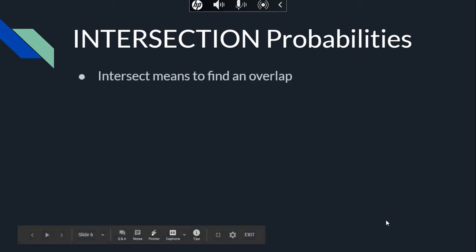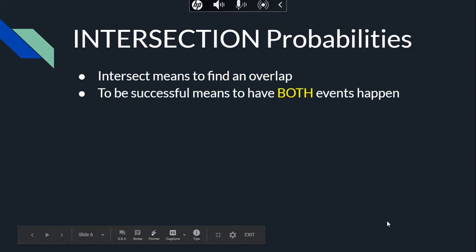So for an intersection probability, to intersect means to overlap. So we're looking at where these probabilities overlap so that they are both happening. So to be successful, both events have to happen. You will often see this, again, often, not always, as a statement of "and" in the problem. So it will say, I want A and B to happen in order to win.